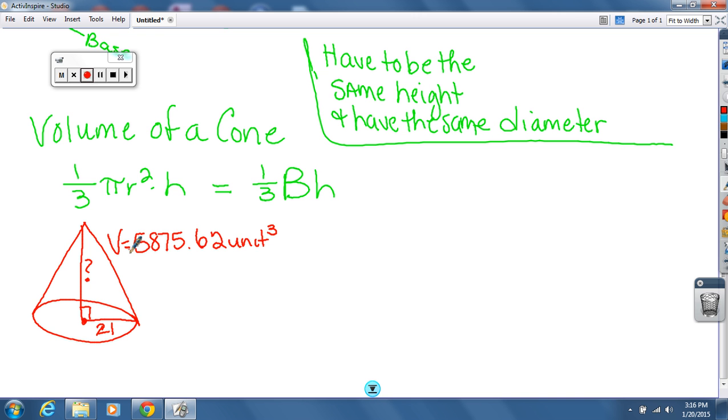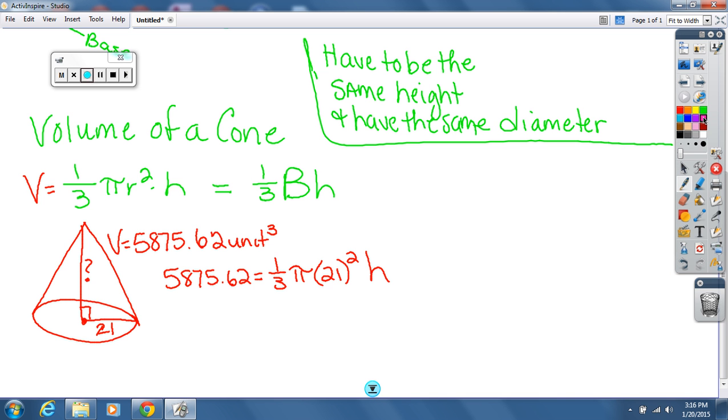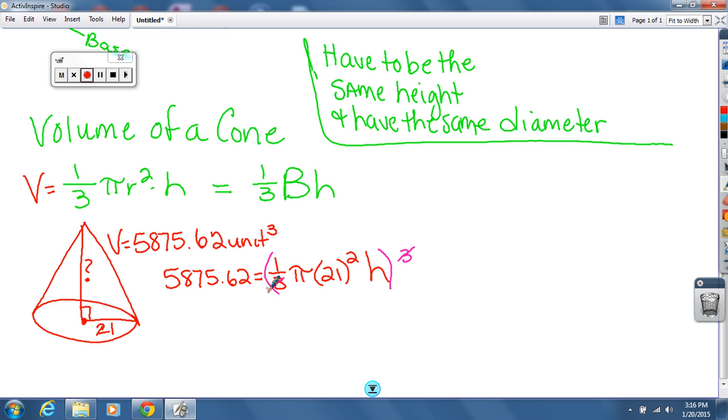So notice that now I'm trying to find the height. So I'm just going to fill in the formula, always for the formula. The volume equals that formula. So 5875.62 is equal to 1/3 pi. I know my radius of 21, so 21 squared, but I don't know my h. Okay? So if I do it the same way I did it the last time, I'm going to go ahead and multiply both sides by 3, just to get that 3 off the bottom. So if I do that, multiply this side by 3, gets rid of that. I have to multiply this side by 3.